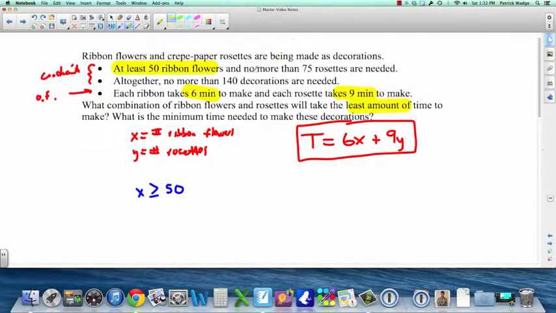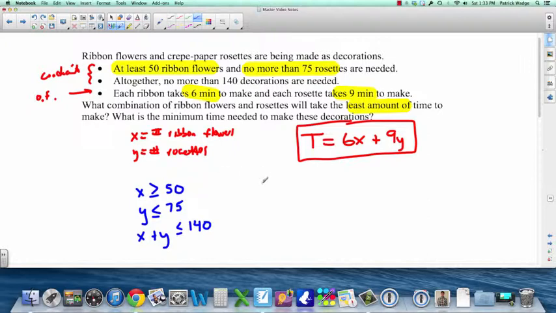Next, it says there's no more than 75 rosettes. So the number of rosettes is y, and it says there can be no more than 75. So it has to be less than 75. Or could it be equal to 75? Yeah, it could also be equal to, so less than or equal to 75. Altogether, if we add both of those together, the x and the y, we can have no more than 140, so it has to be less than or equal to 140.